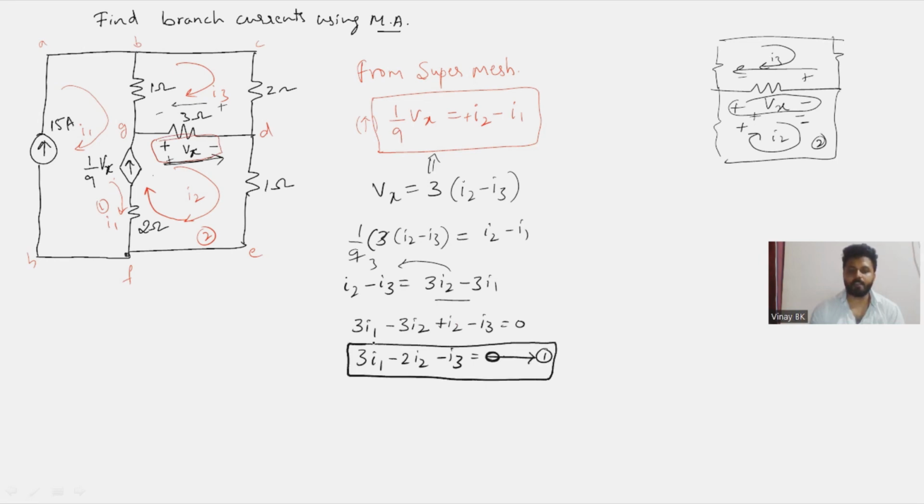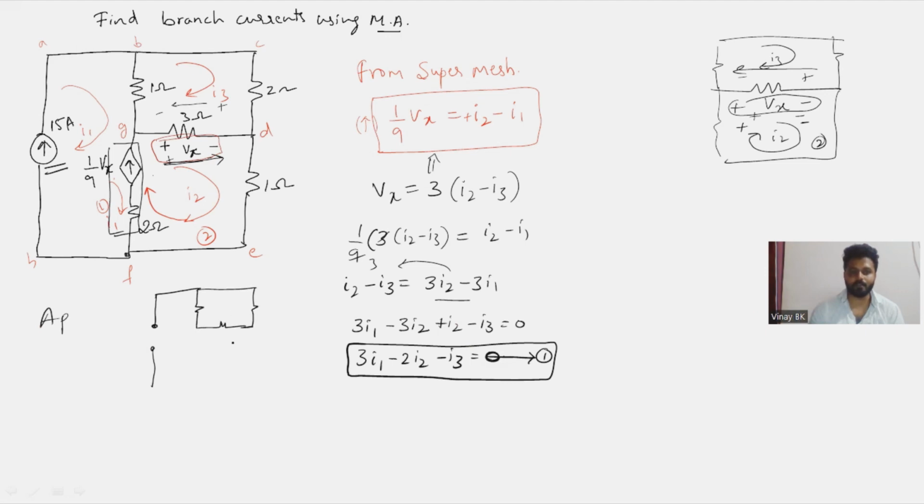So now apply KVL to the super mesh loop by neglecting this super mesh. Sorry, you cannot apply KVL to this loop because loop 1 has a current source. You already know the value of the current source, so this circuit will act like this. If you're applying KVL here, the circuit will be like this. Keep that in your mind.